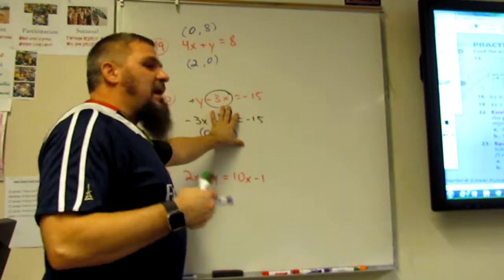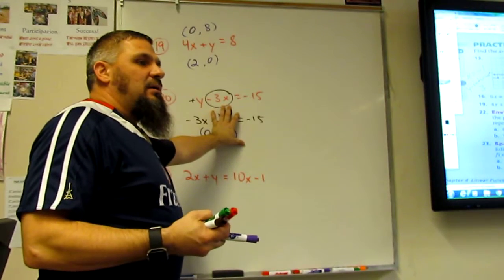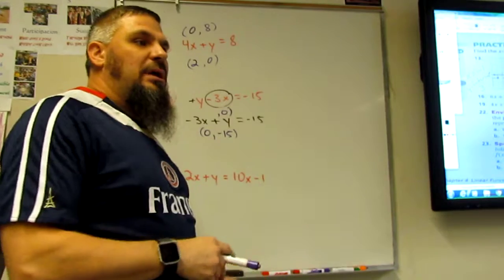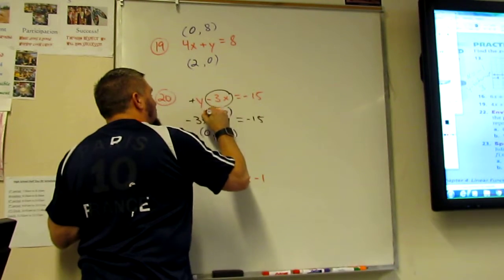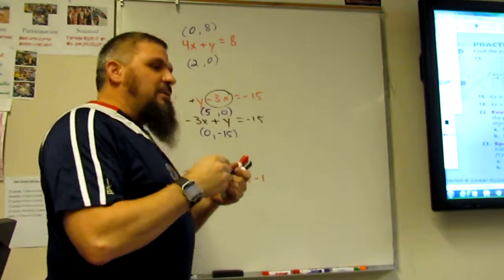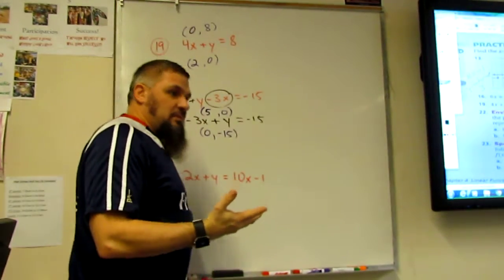Negative 3 times what is negative 15? 5. Okay? Why are you not writing this down? It would be so much easier to have your homework done if you were copying this. Right?